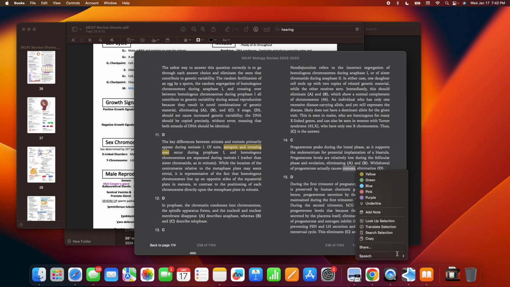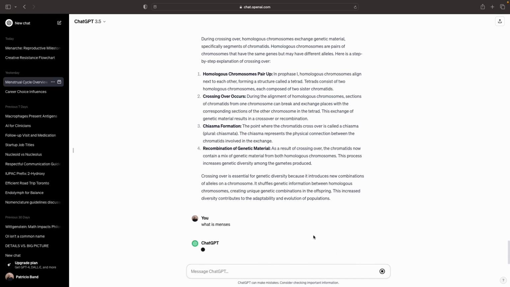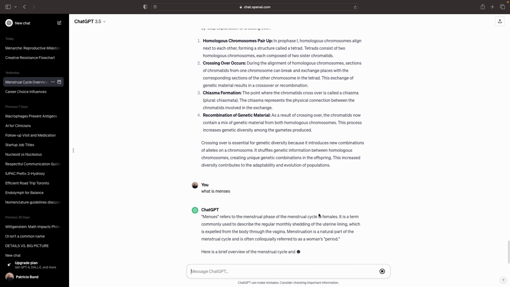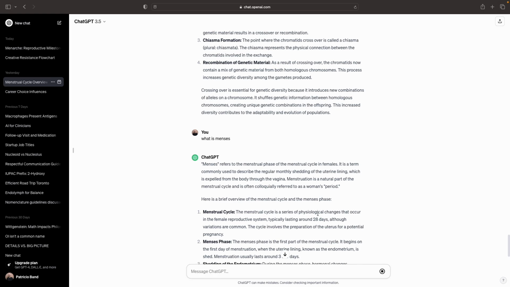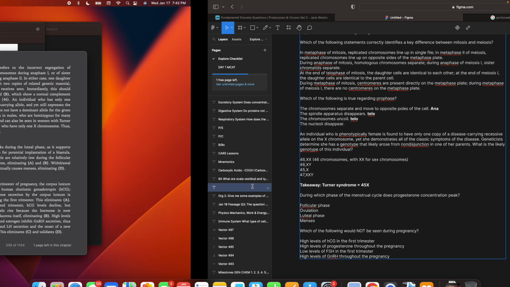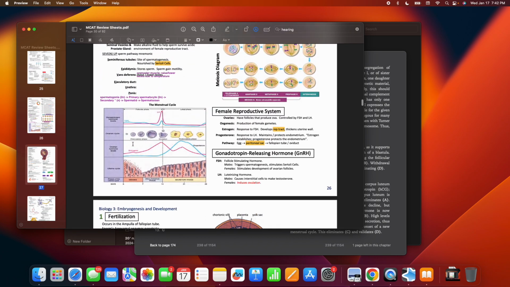How do you say this? Menses. What is menses? Menstrual phase of the menstrual cycle in females. So we have menstrual, follicular, and luteal phases. Menses is this bar. So it's the first 7 days.